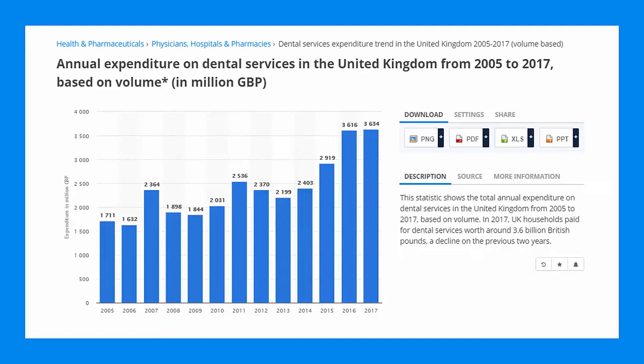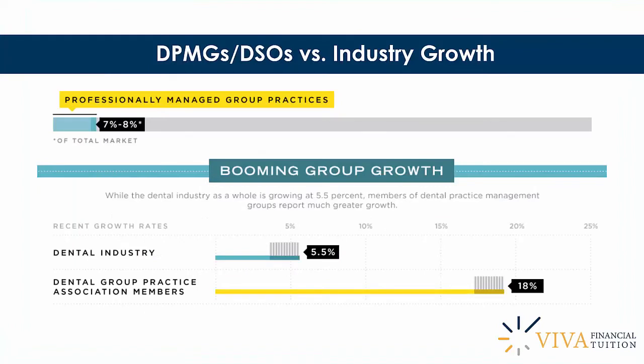As you can see here on the right, a little breakdown, and they say in 2017 UK households paid for dental services worth around 3.6 billion British pounds, a decline on the two previous years. But as I said, in general, the trend from the last 12 to 15 years has been in the right direction. Now, this is where things get really interesting. This is looking at the segments within the dental industry, broadly speaking. And this is going to be very important for the rest of this industry analysis.